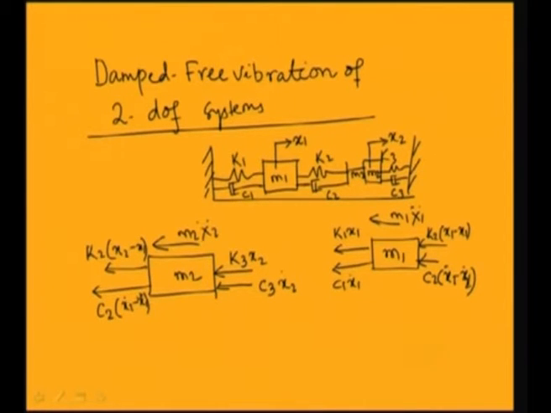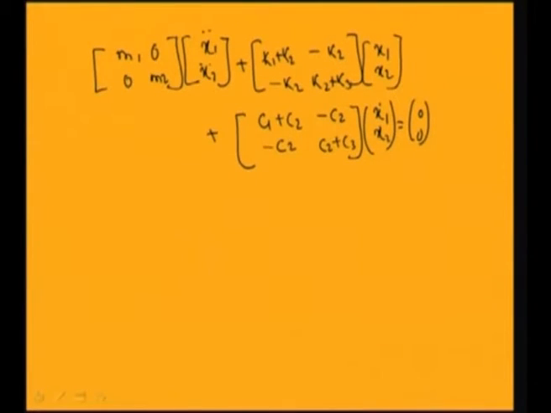and potential energy of the system is due to the springs. So, it becomes half k1 x1 square plus half k2 into (x1 minus x2) square plus half k3 into x2 square, and the dissipation energy you can write equal to half c1 x1 dot square plus half c2 into (x2 dot minus x1 dot) whole square plus half c3 x2 dot square. So, by writing these three energies, that is the kinetic energy, potential energy and dissipation energy, and then applying the Lagrange principle also, you will get the same equation of motion.